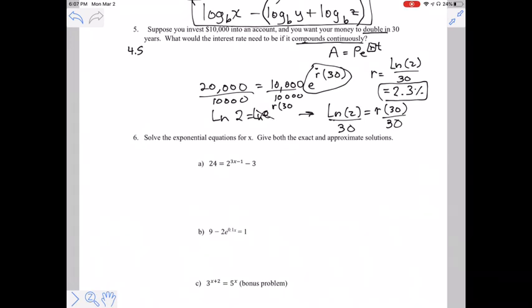Okay, question 6. These are also all from 4.5, solving exponential equations using the same 3 steps. Isolate the exponential term. This is the exponential term here, so we're going to add 3. Now use a logarithm to cancel the base, so log base 2.